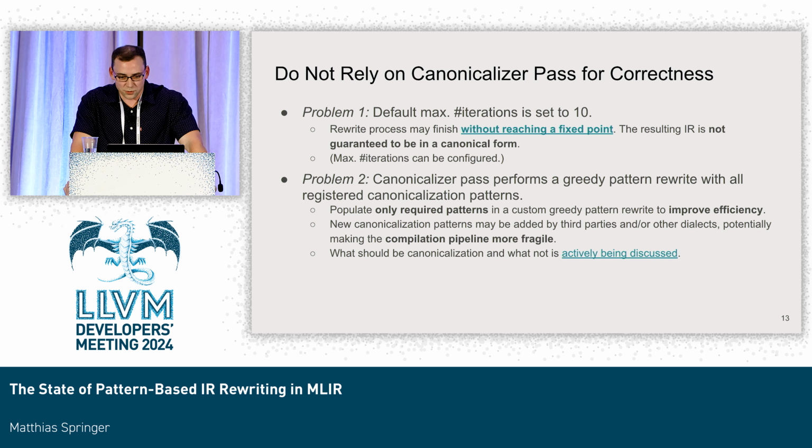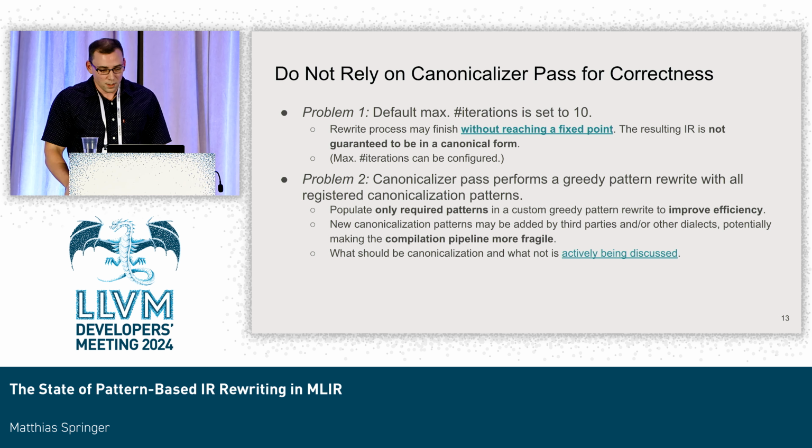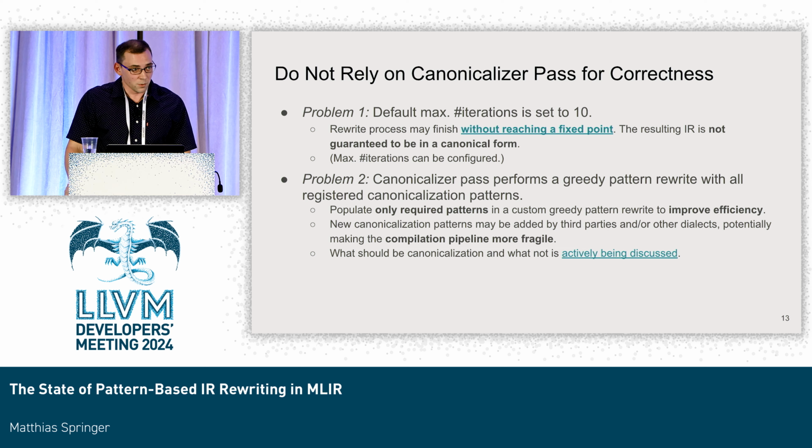Another issue to keep in mind is that the canonicalizer pass runs with all canonicalization patterns. There are a lot of them, so this could be an efficiency problem. Also, other people may be adding new patterns, and now you're seeing changes in your IR. That's just something to keep in mind.